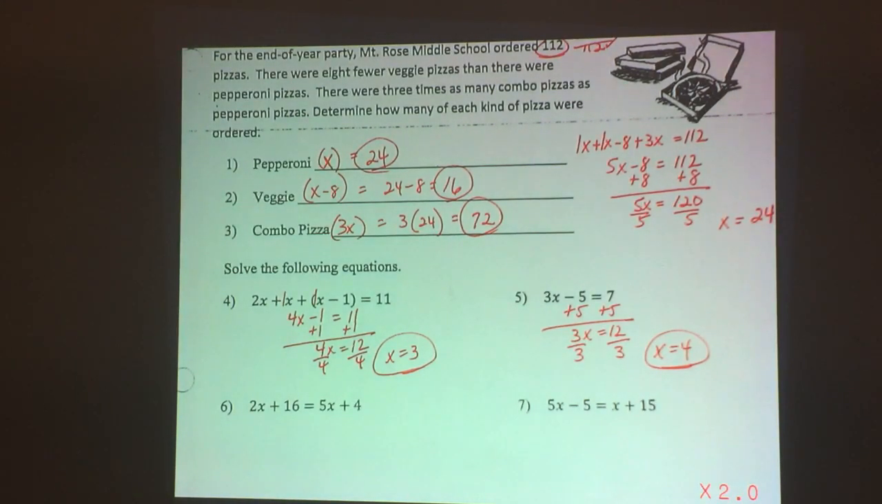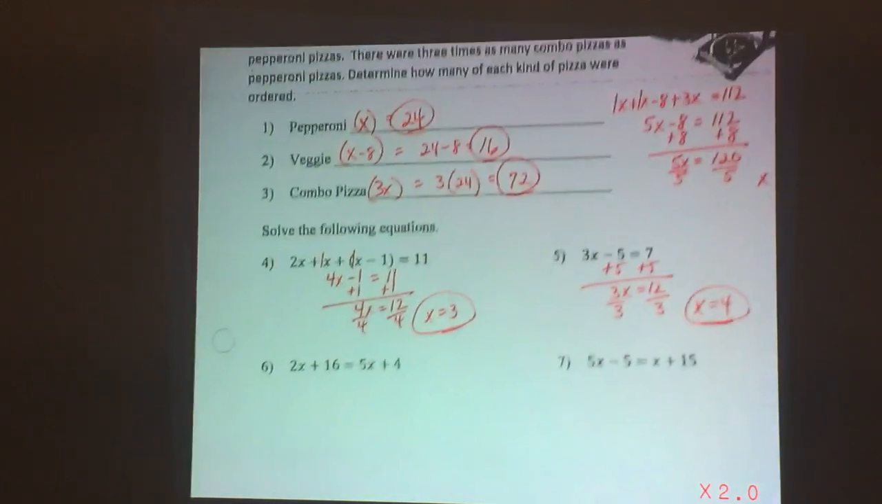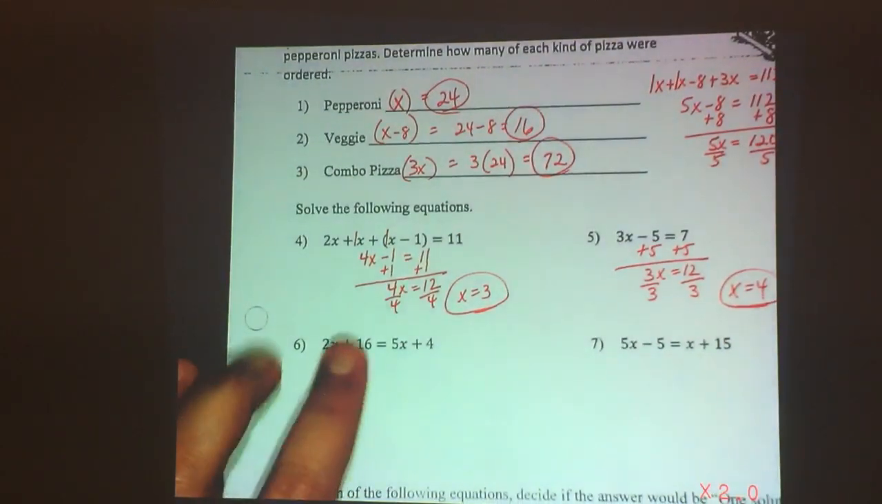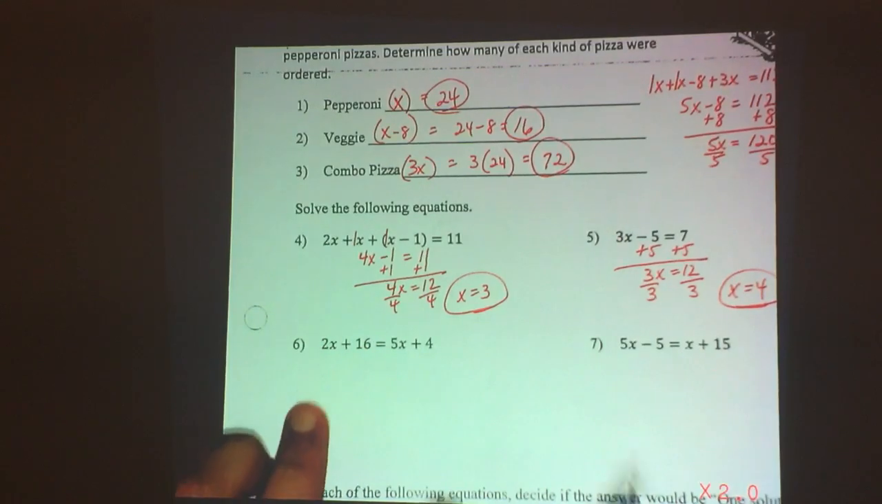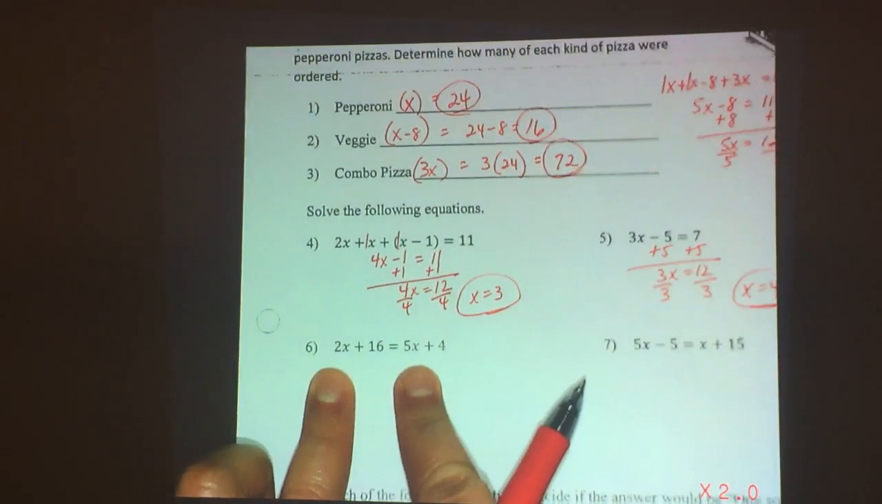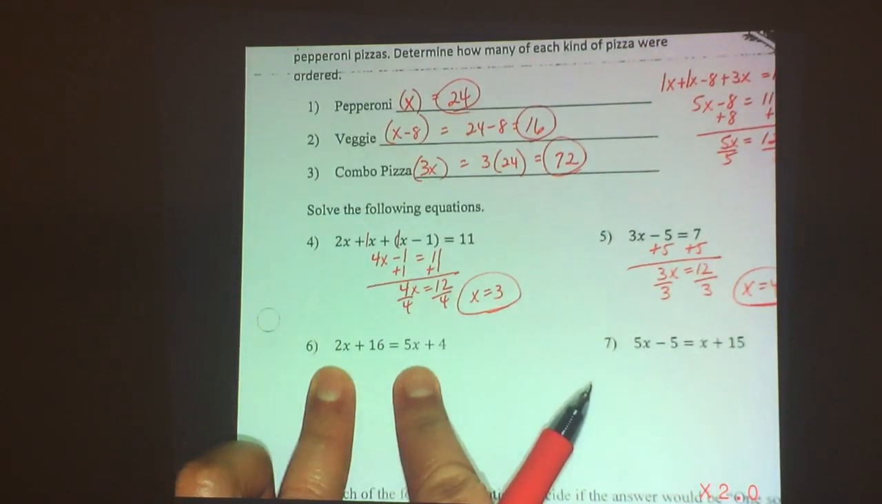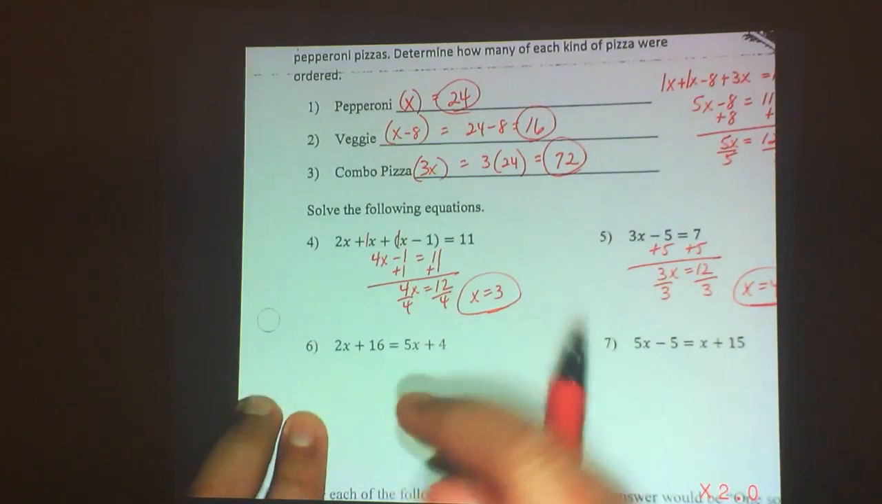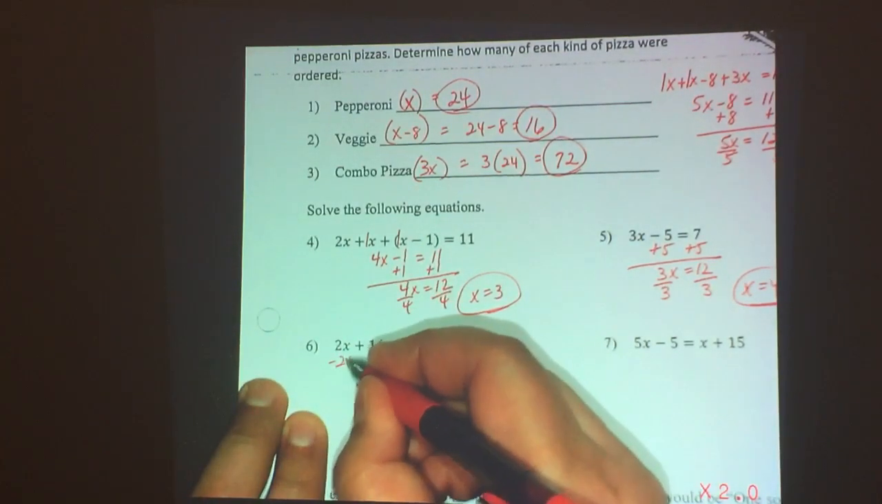Okay. Now, number 6. Think of this equal sign as dividing 2 mats. So on this mat, I have 2 shaded bars. And on this mat, I have 5 shaded bars. What can you balance out? What do they have that is the same? Take 2 bars off of both sides.